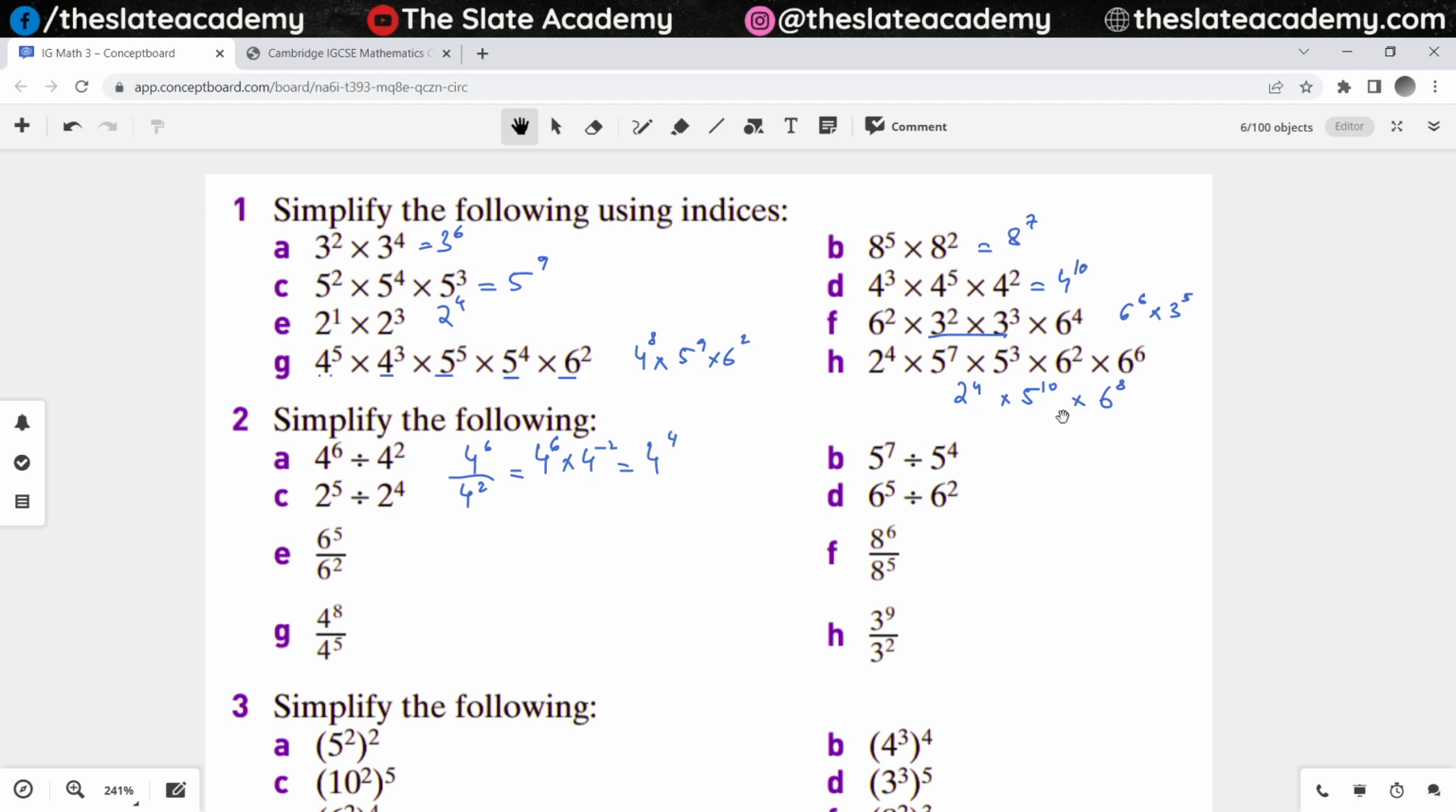Similarly, if you could quickly solve the rest of the parts for this one. So 5 to the power 7 divided by 5 to the power 4. Once it gets to the numerator, its sign would change, this will be equal to 5 to the power 7 multiplied by 5 to the power minus 4, which is 5 to the power 3. 6 to the power 5 multiplied by 6 to the power minus 2, which is equal to 6 cubed.